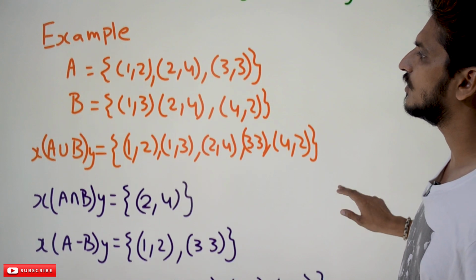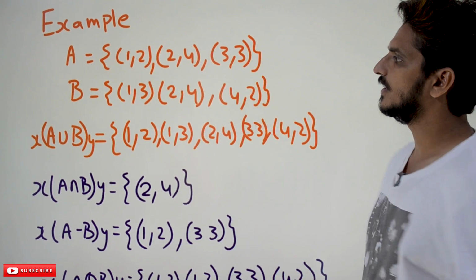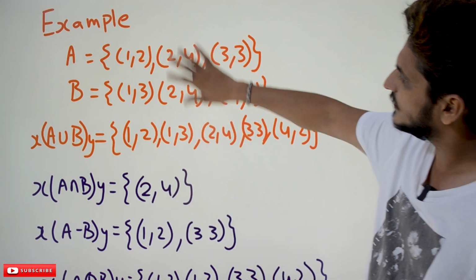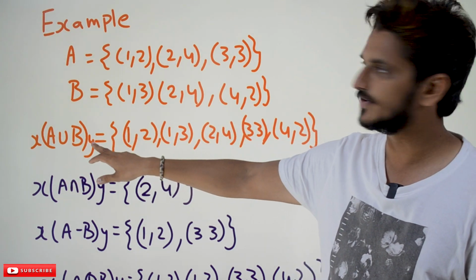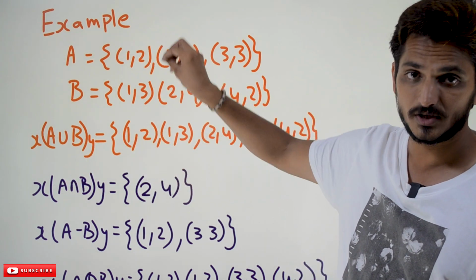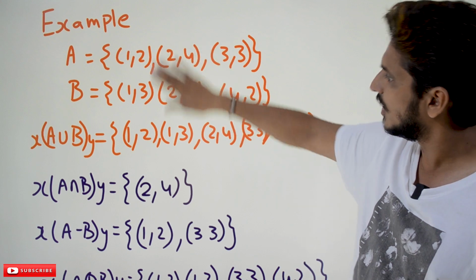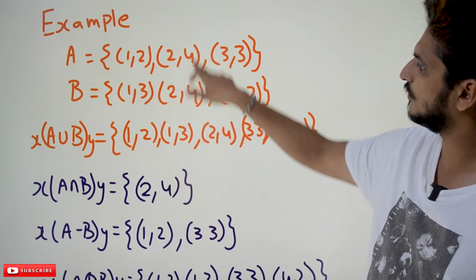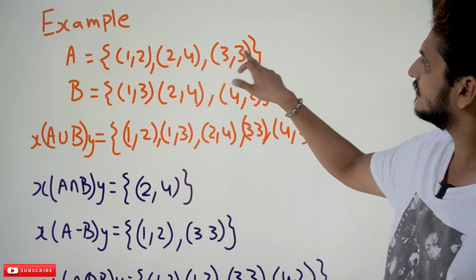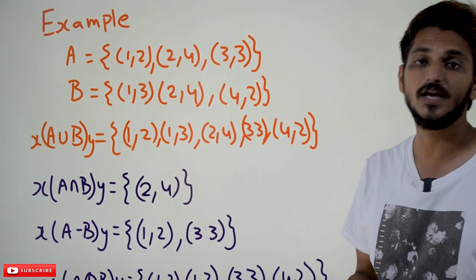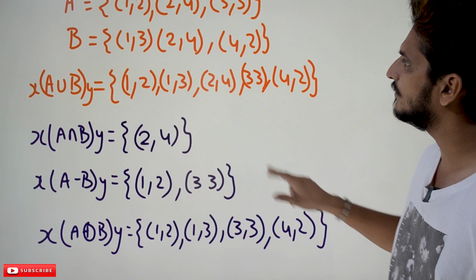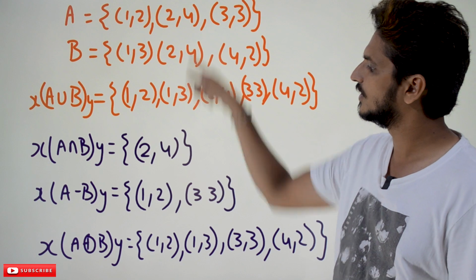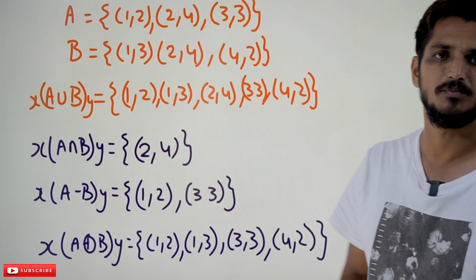Let's take an example. A is equal to {(1,2), (2,4), (3,3)}, which is a relation. B is {(1,3), (2,4), (4,2)}, which is a relation. So out of these two relations, A union B is given as: you take any ordered pair that belongs to A or belongs to B, meaning all the ordered pairs of A and B. (1,2), (1,3), (2,4), and (2,4) appears twice, so we write it only one time, (3,3), (4,2). That is A union B. Similarly, A intersection B means you take any ordered pair that belongs to A and belongs to B, meaning common elements. (2,4) is the A intersection B.